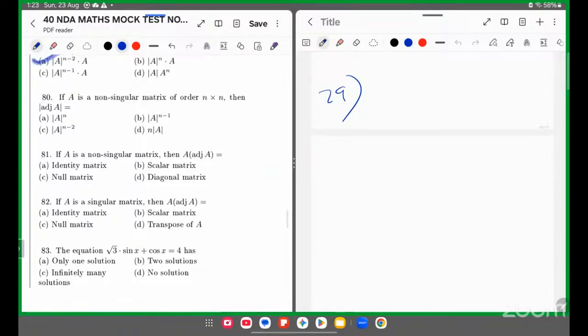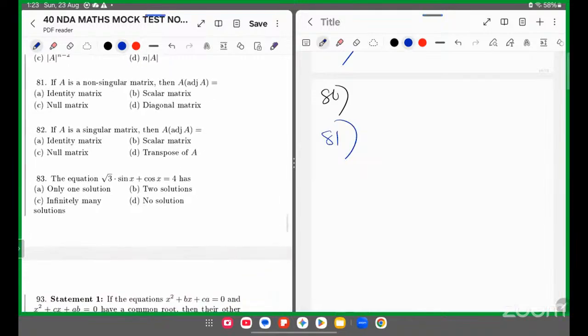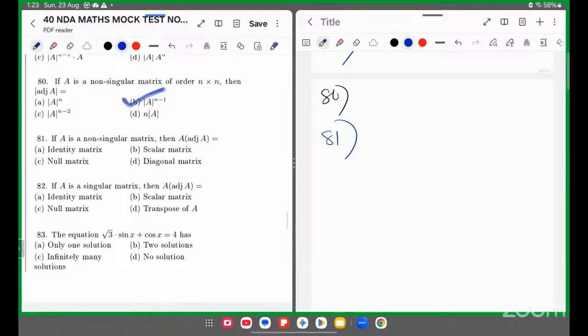Question number 80. If A is a non-singular matrix of order n by n, then determinant of adj A is determinant of A the whole raised to n minus 1. Therefore, option B. Question number 81. If A is a non-singular matrix, then A into adj A is actually determinant A into I.